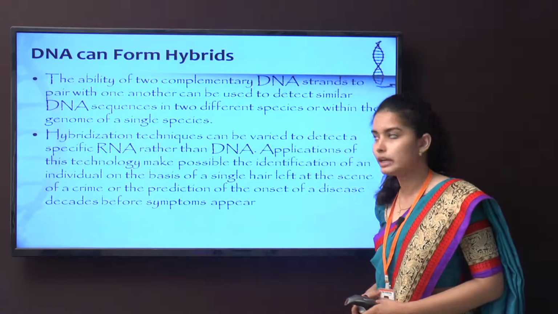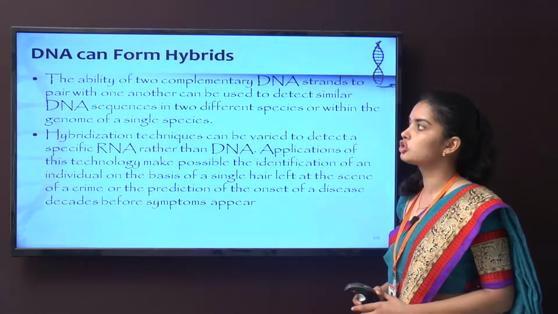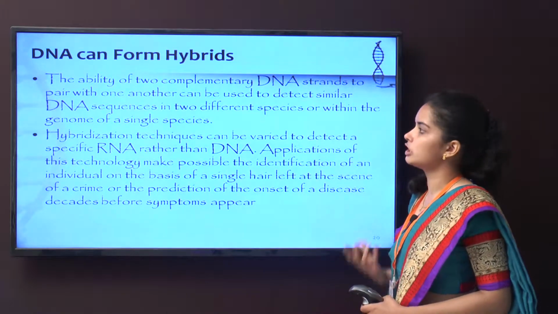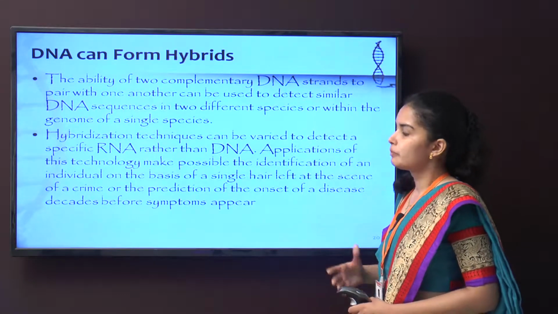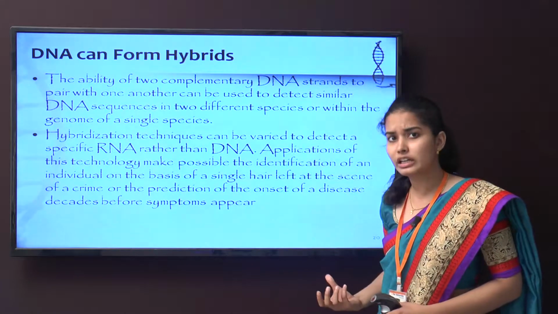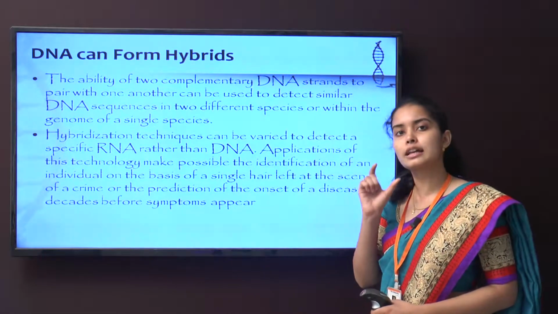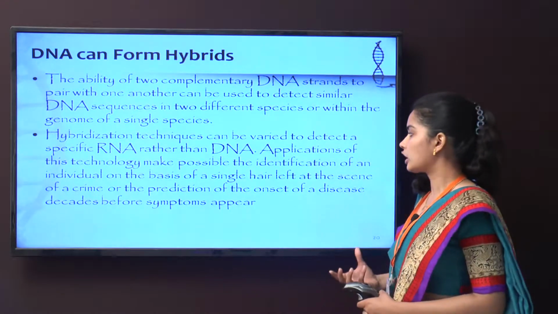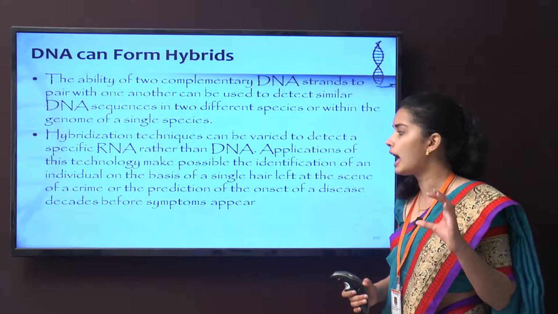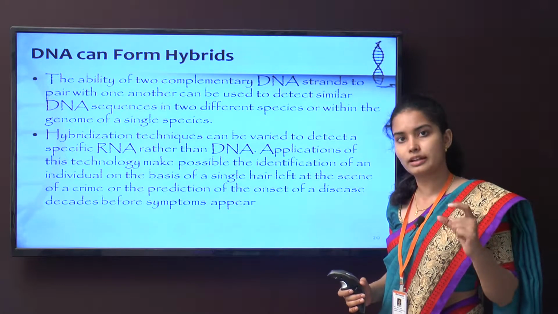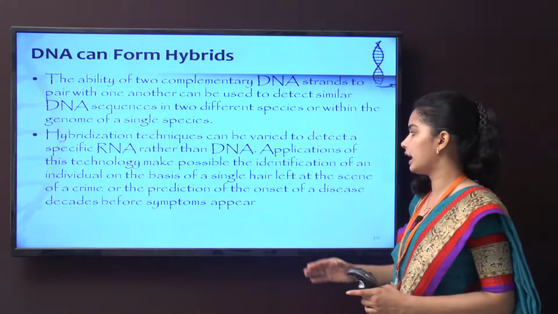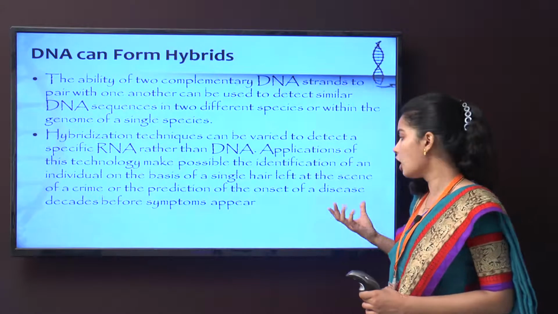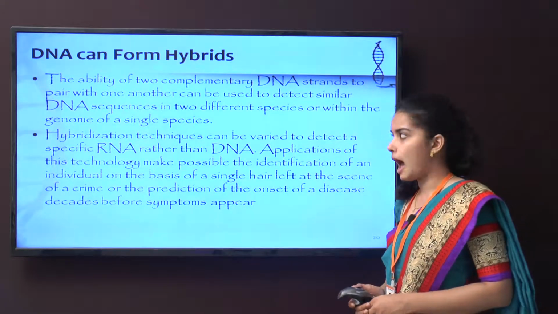Now DNA again forms hybrids. The ability of two complementary DNA strands to pair with one another can be used to detect similar DNA sequences in two different species or within the genome of a single species. Hybridization techniques can be varied to detect a specific DNA or RNA, because RNAs are small, so they can be detected easily. Applications of this technology make it possible to identify an individual on the basis of a single hair. It means that even if a single hair is left at a crime scene, we can detect the individual by detecting the DNA, or even predict the onset of a disease a decade before the symptoms appear.